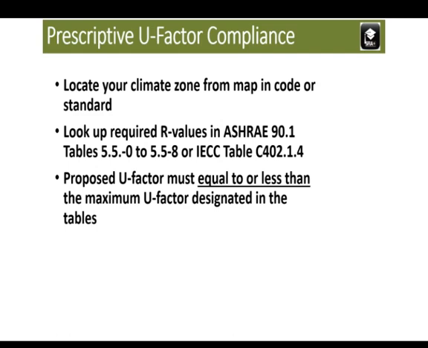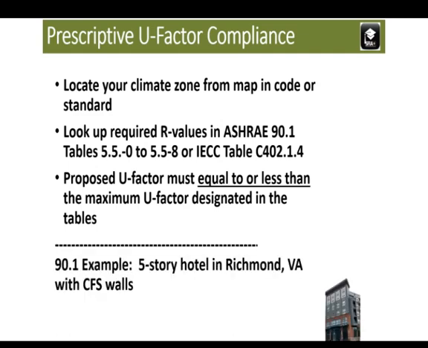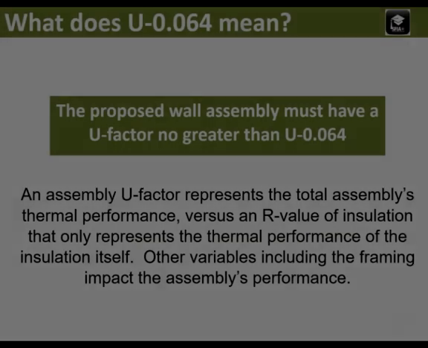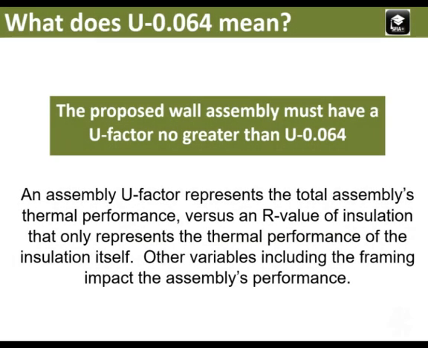Let's apply the same 5-story example building in Richmond to the U-factor path, but this time using ASHRAE 90.1. This is part of the table showing U-factor requirements for Climate Zone 4 in the 2016 edition of 90.1. Going down the first column on the left to steel framed and then over 3 columns gives us a U-factor of 0.064. The U-factor is a maximum allowable value, so our steel-framed assembly must have a U-factor no greater than 0.064.